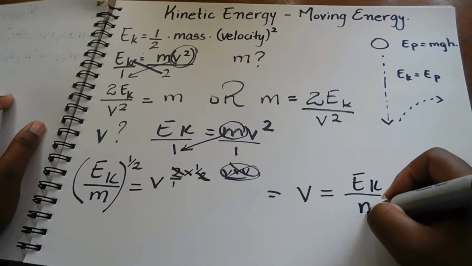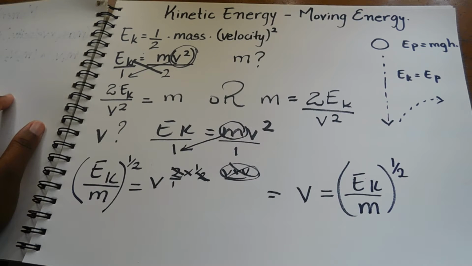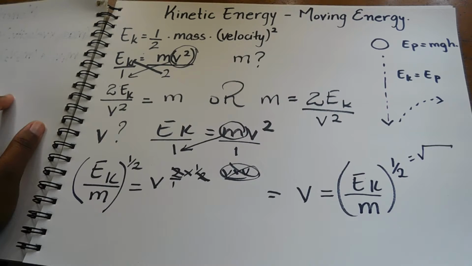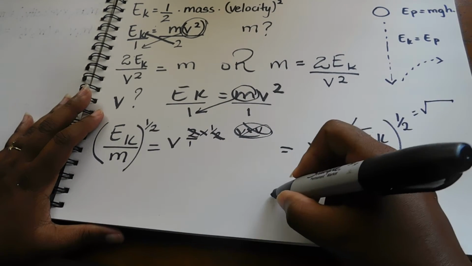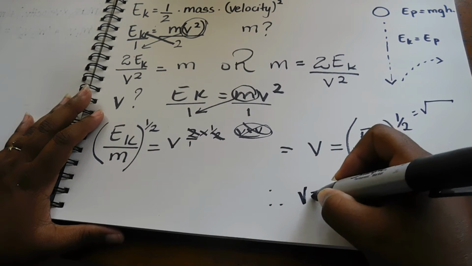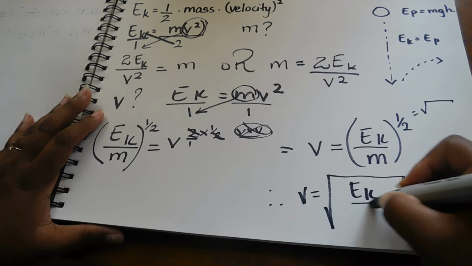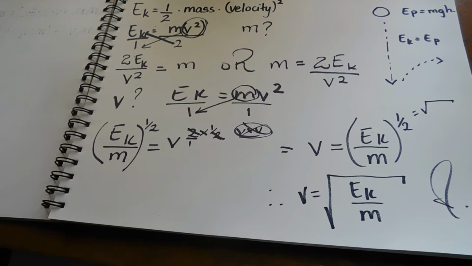And you're left back with, voila, V is equal to EK over M to the half. And this half is actually the square root sign. So therefore, V will be equal to the square root of EK over M. How neat is that? Cool.